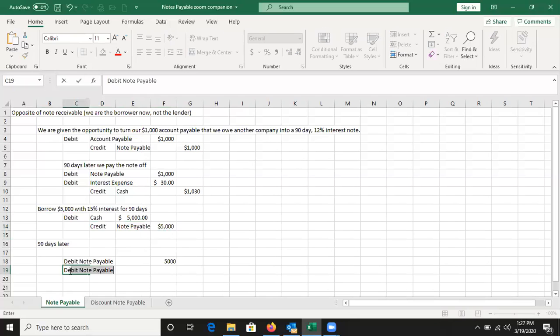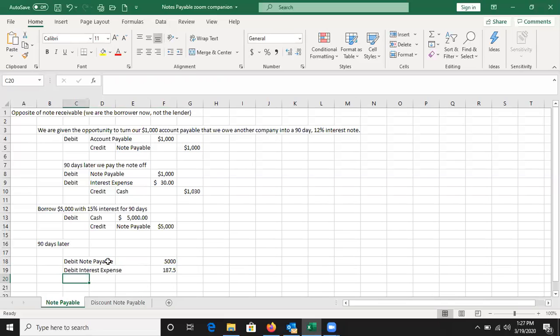Next, we still have to debit interest. So it's the same way. The only thing that's changed in what we're doing here is that initially we recognize cash, where up here we just turned an account payable to a note payable. So we're going to debit interest expense, and I'm going to go ahead and make our formula. Again, it's the value, 5,000, times the interest, which is 15% in this case, times the number of days it's outstanding over, again, assume 360.